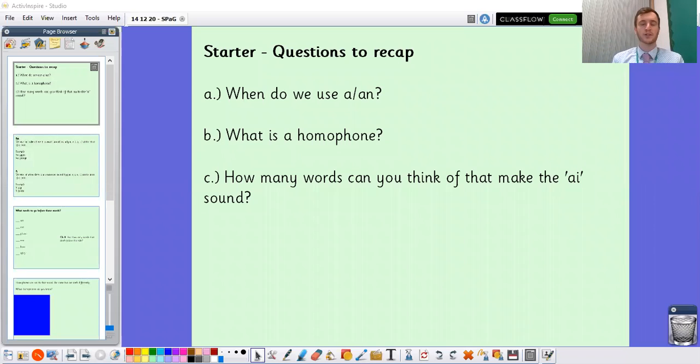For today's Spag lesson, we're going to recap on some of those concepts we came across last week. So let me quickly share my screen so we can work together. To start with, there are some questions to recap.